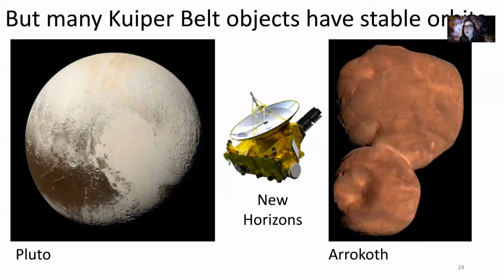So within the Kuiper Belt, there are plenty of objects that don't have these long elliptical orbits, but rather have more stable orbits, more like that of the planets. And one example of that is Pluto. So Pluto is a member of the Kuiper Belt. And here's this beautiful image of Pluto that was taken by the spacecraft called New Horizons.